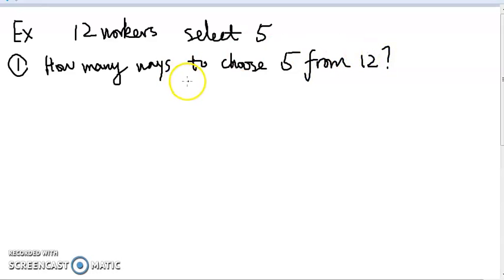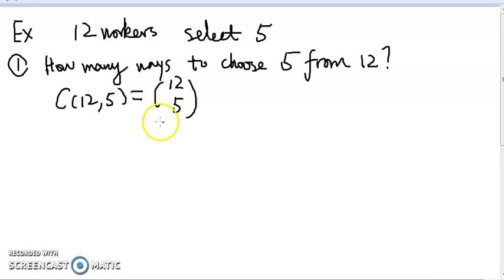Because the order doesn't matter in this case, whether you call A, B, C, D, E or A, C, B, D, E, it's going to be the same 5 people. So if the order doesn't matter, this is C(12, 5). There's a different way to write a combination: you put 12 on the top, 5 on the bottom, and put parentheses around them. There's no division sign here. It's not a fraction. It just means 12 choose 5.